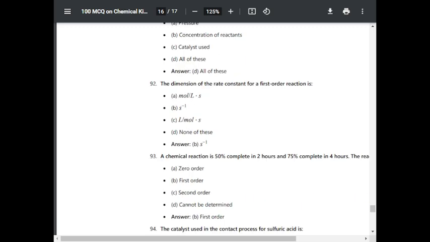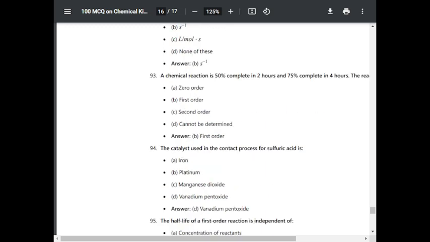Question number 92. The dimension of rate constant for a first order reaction is option A mole per liter into second, option B per second, option C liter per mole into second, option D none of these. The correct answer is B, per second. So it is second inverse. Option B is correct.